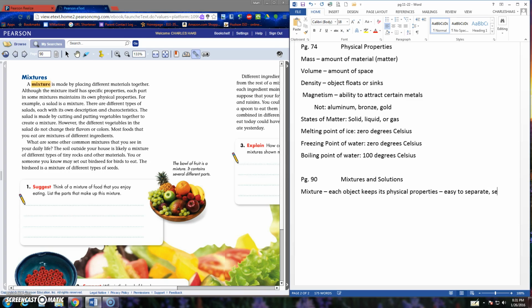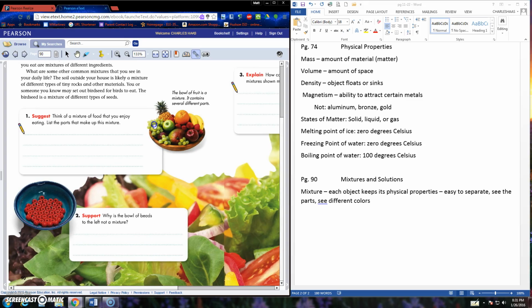You can see the parts. You can see usually different colors. That would be the mixture. Here's a great picture of a mixture of different fruit sitting in a bowl. Here's a picture of a salad. That's another mixture. You can pick out the pieces you don't want.